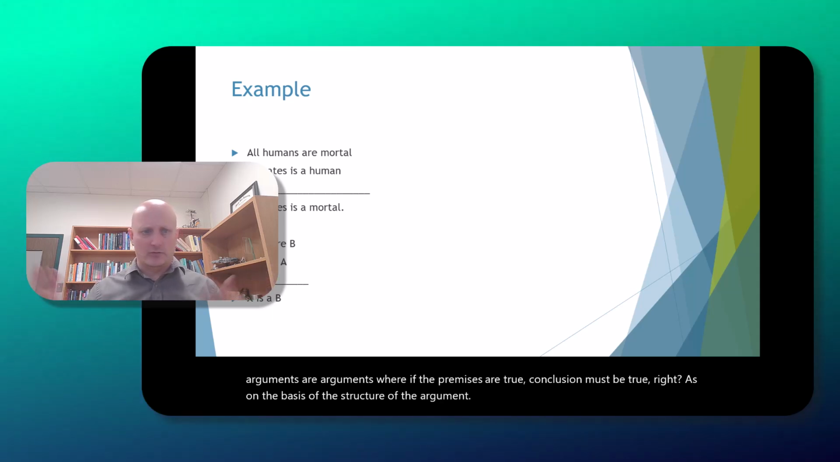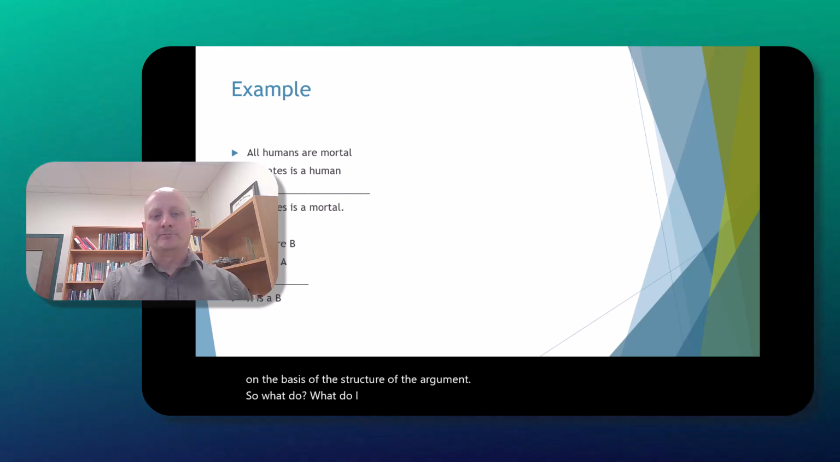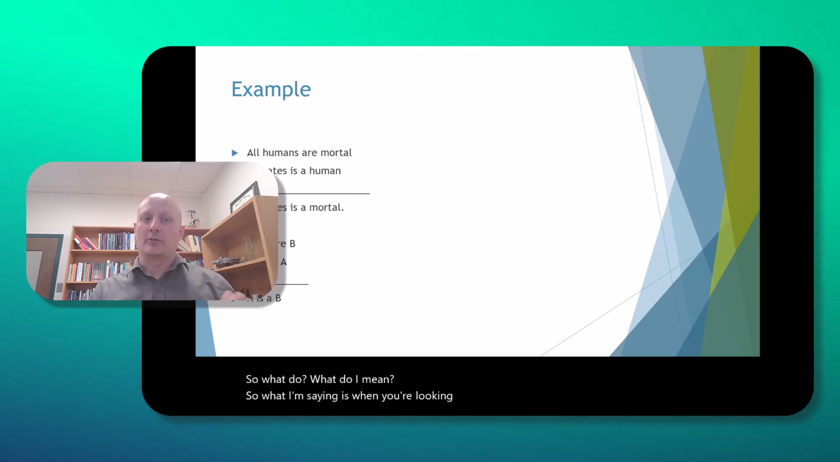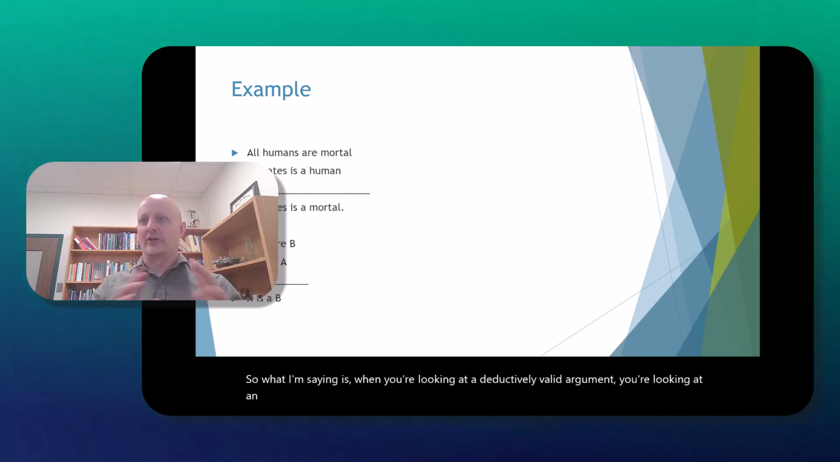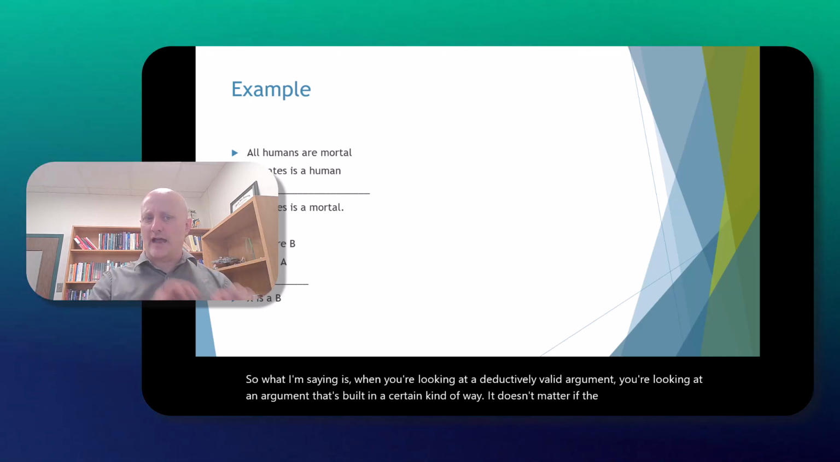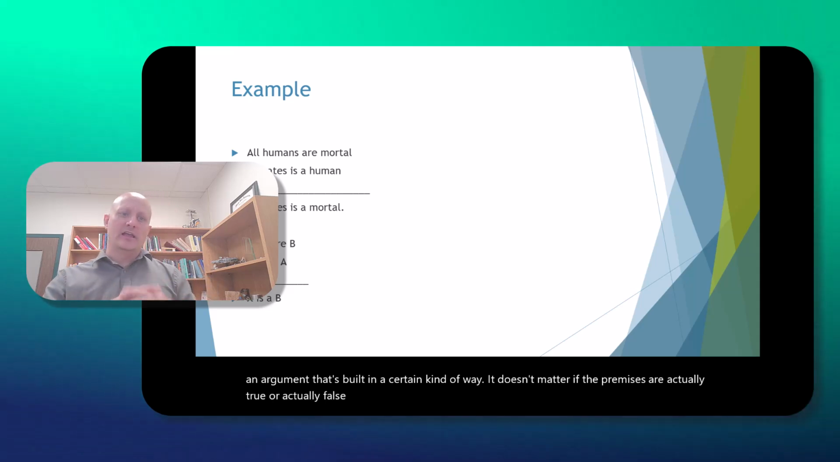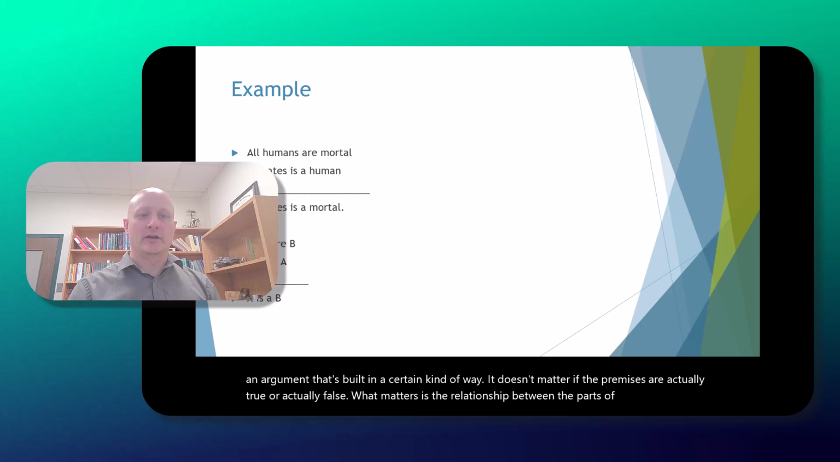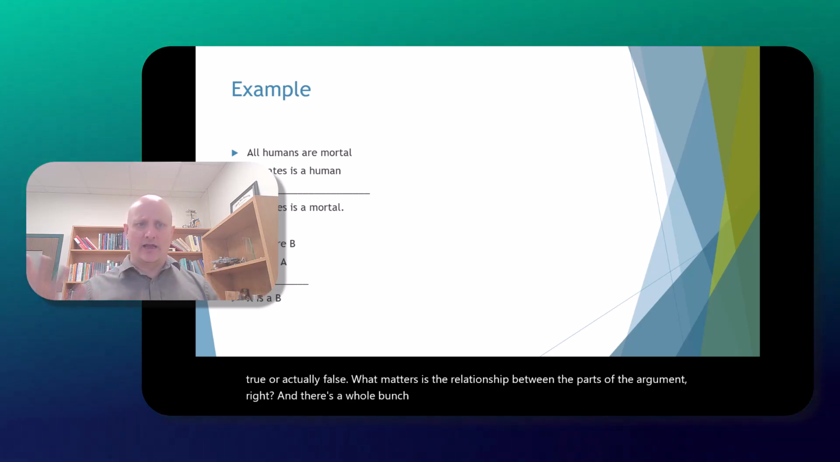So what do I mean? So what I'm saying is when you're looking at a deductively valid argument, you're looking at an argument that's built in a certain kind of way. It doesn't matter if the premises are actually true or actually false. What matters is the relationship between the parts of the argument, right? And there's a whole bunch of arguments that have forms like this.